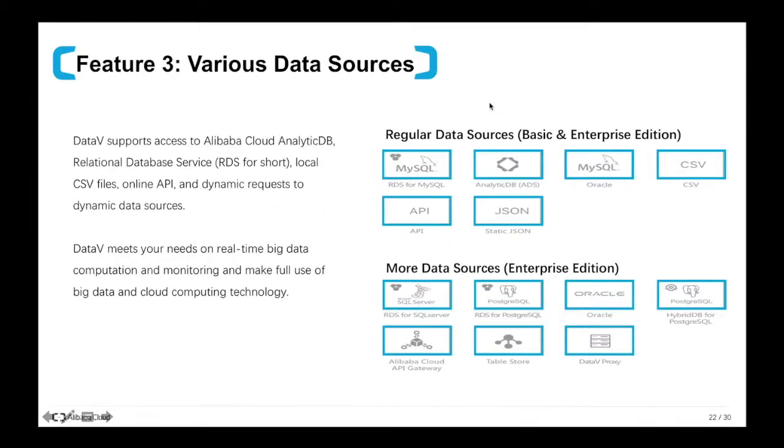So the next feature is DataV supports access to Alibaba Cloud AnalyticDB and the relational database MySQL and CSV files, and also you can use an online API to design your dashboard. For Enterprise Edition, it supports even more data sources such as RDS for SQL Server, Oracle Database, and PostgreSQL, and also Table Store. In Enterprise Edition, you can also use DataV proxy here. So DataV meets your needs on real-time big data computation and monitoring, and makes full use of big data and cloud computing technology.